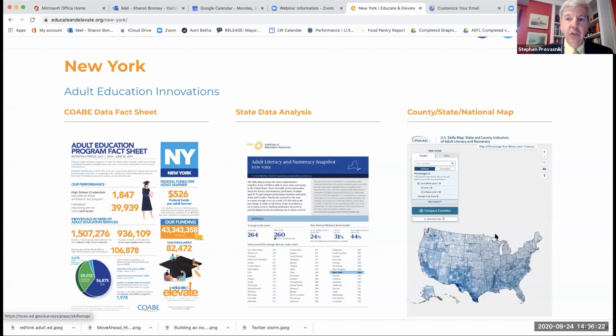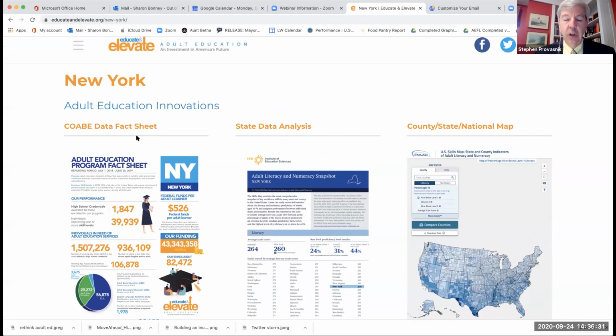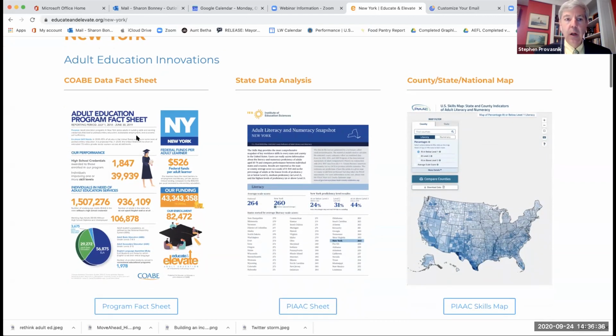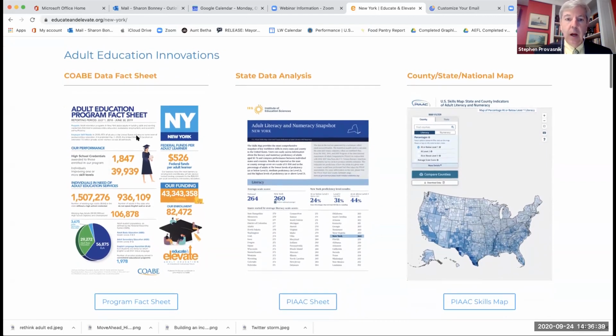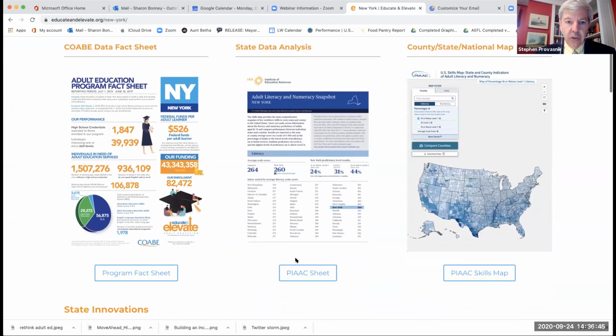In addition, I'm going to ask if Bonnie can put back up the Educate and Elevate website, which shows where there's access to the snapshots that Tom gave a preview of. He showed us the South Dakota snapshot, and these are available for each one of the states. I believe there's an example here for New York State. The Educate and Elevate website has this information in an easy to find format, along with other great data that the COAB makes available. It's the middle one here, kind of small, the New York snapshot.